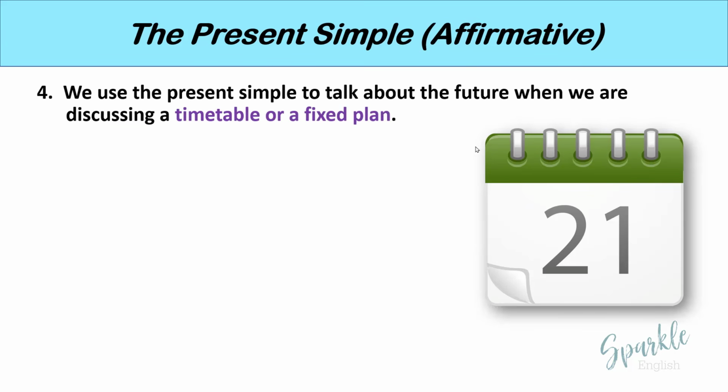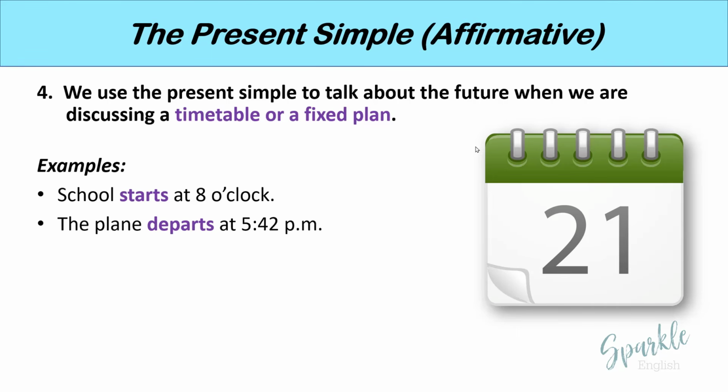We also use the present simple to talk about the future when we are discussing a timetable or a fixed plan. For example, school starts at 8 o'clock. The plane departs at 5:42 p.m. The football game begins at 9 o'clock this evening. In all of these examples, we're talking about a timetable or an event in the future that is fixed on a calendar or on a time schedule. So we can use the present simple, even though we're talking about the future.